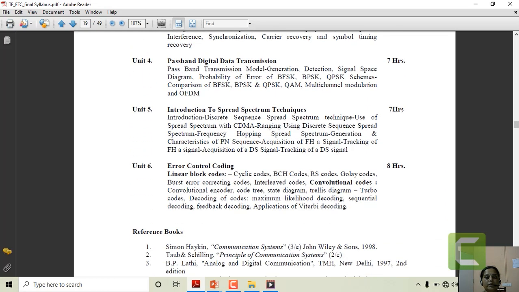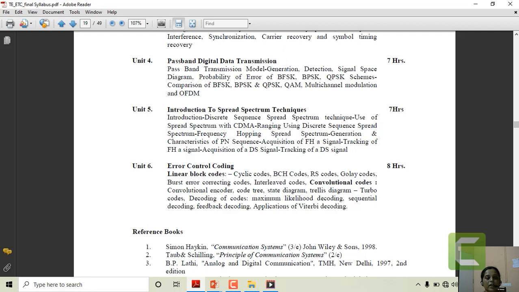As the next chapter, we have passband digital data transmission, in which we are going to cover different passband modulation methods, which are also known as digital carrier modulation methods. In this, we are going to cover the probability of error equation calculations for amplitude shift keying, phase shift keying, frequency shift keying, and M-ary signaling for all these different types of shift keying methods.